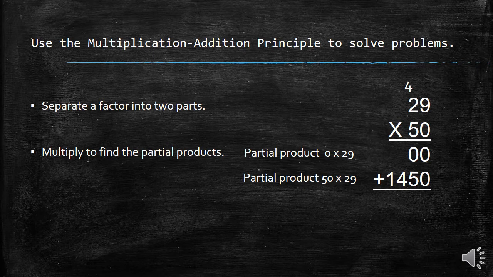5 times 9 is 45, and you see we have the 4 up above. 5 times 2 is 10. Add 4 more and we get the 14, so 1,450. Now let's add the partial products together. 0 and 0 is 0. 0 and 5 is 5. And then 4 and 0 and 1 and 0. Our answer would be 1,450.